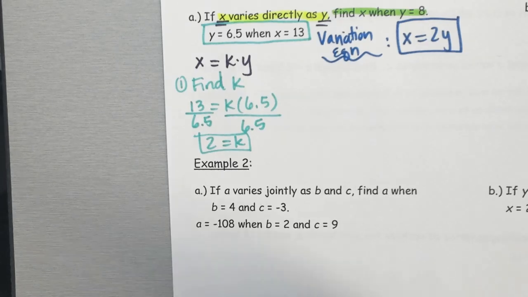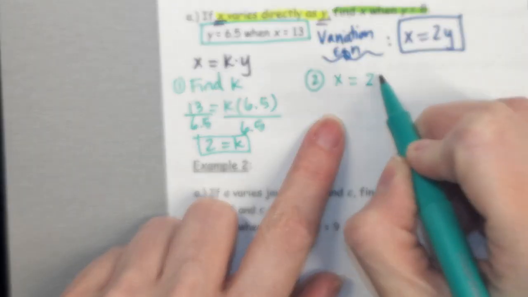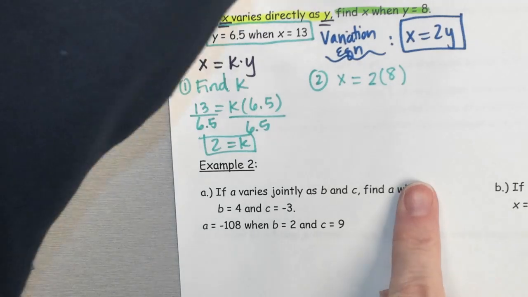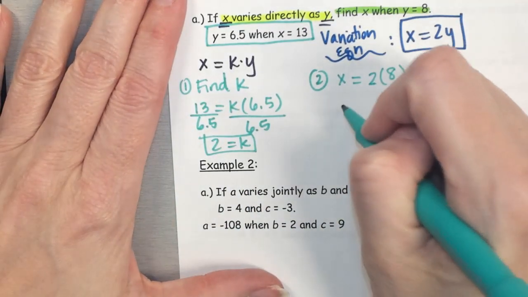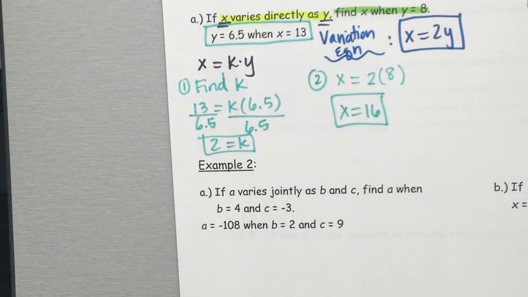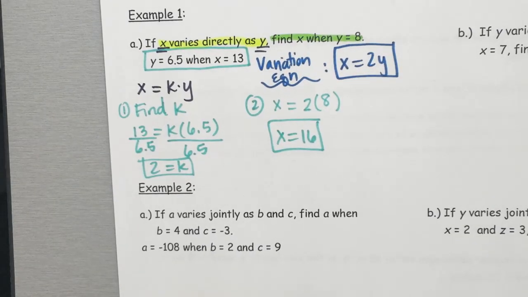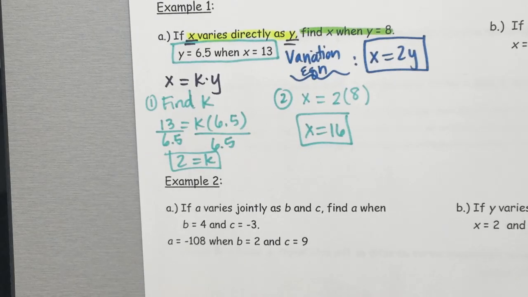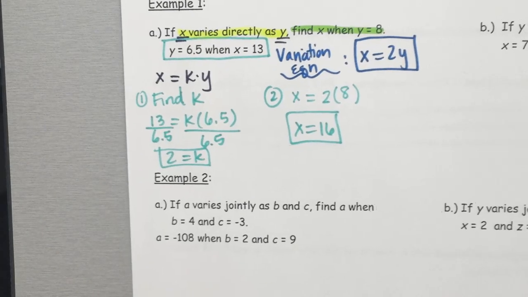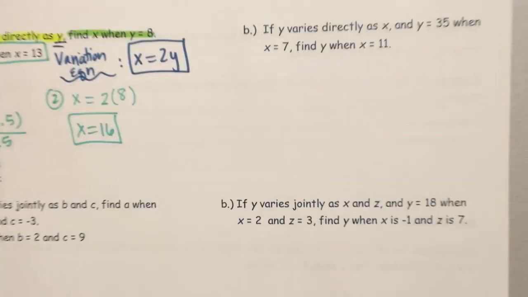Okay, and then your second step is to find x when y is 8. So it's going to be x equals 2 times 8. You're going to plug in 8 for y, so x is 16. Based on that, do you want to try part B? See if you can set up your equation.